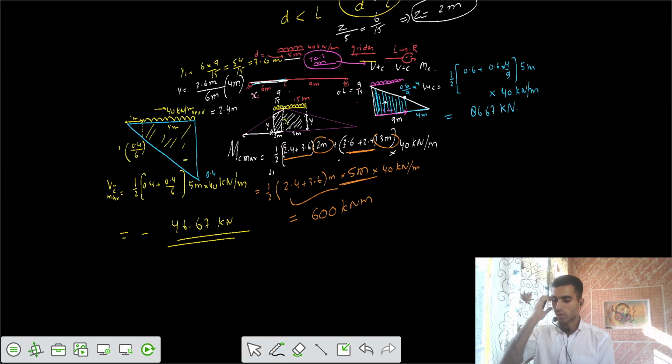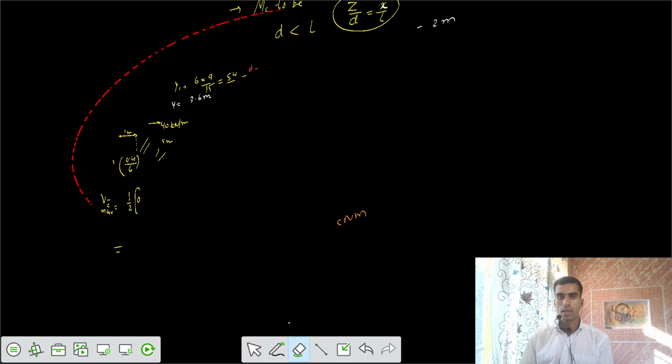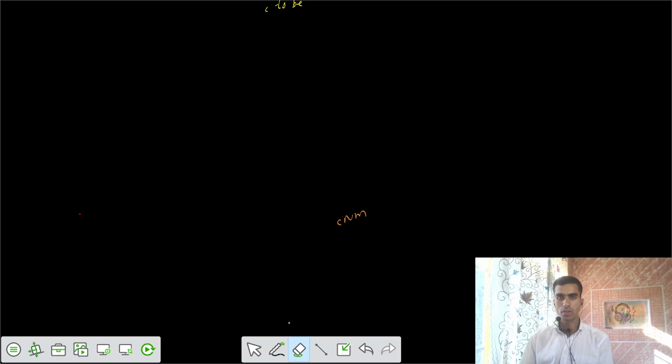So you got this one also. Now the fourth case of moving loads is the train of concentrated loads, or train of wheel loads, or series of concentrated loads. Let's say that we have a train of wheel loads, concentrated loads. For this case, we have 5 conditions to be checked.